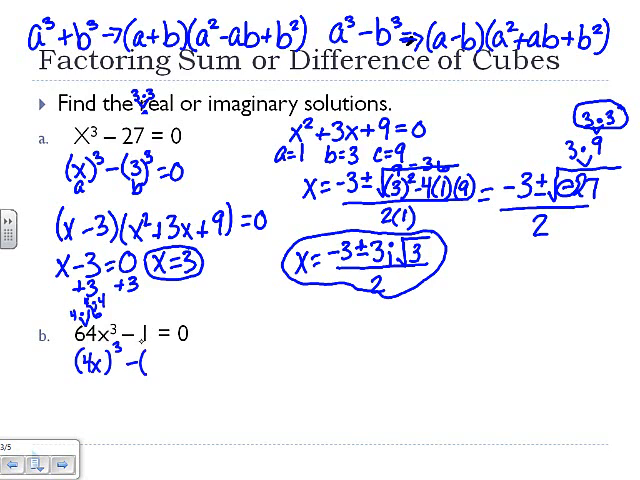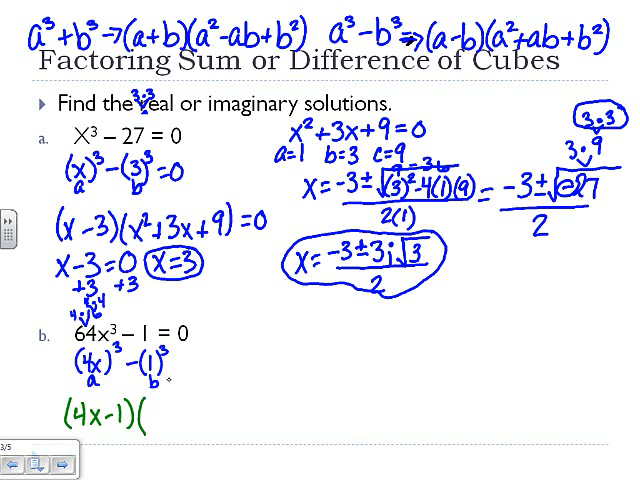Minus 1 is an easy one. The cube root of 1 is just 1, so that 1 cubed still makes 1. This time a is 4x and b is 1. There's still a minus sign in the middle, so we're still going to use the second formula from above. So our first parentheses becomes 4x minus 1.